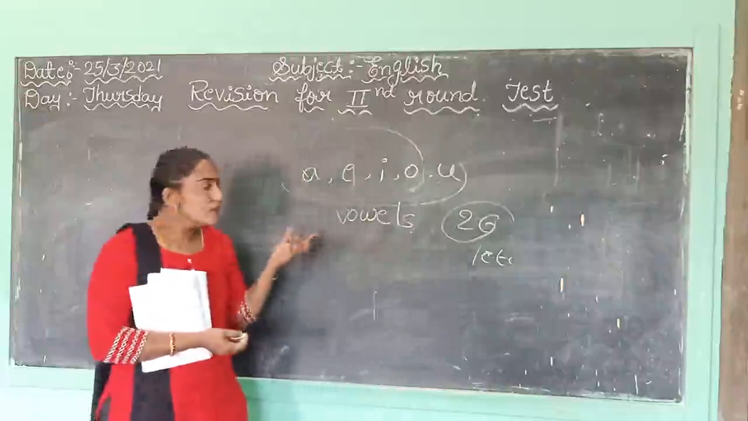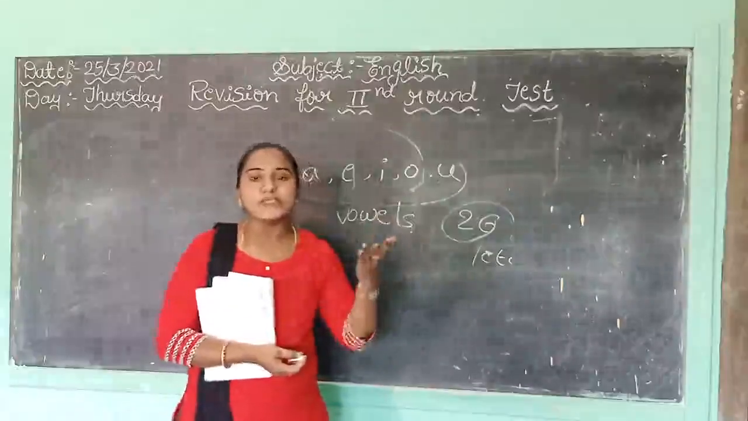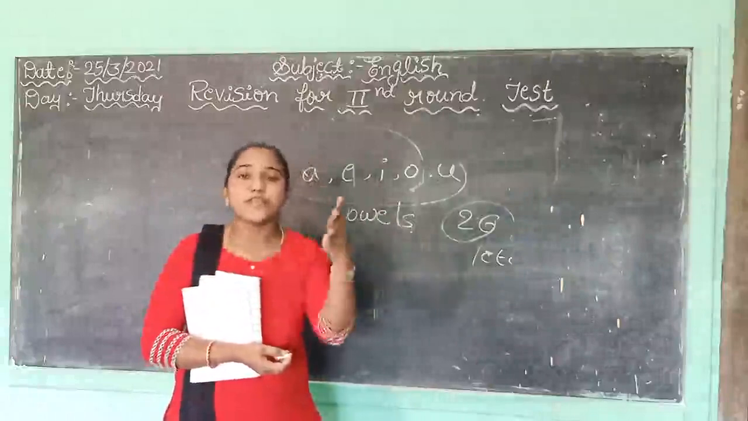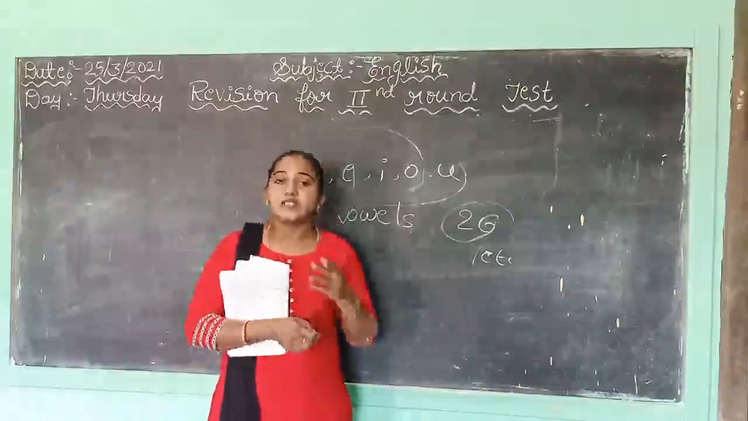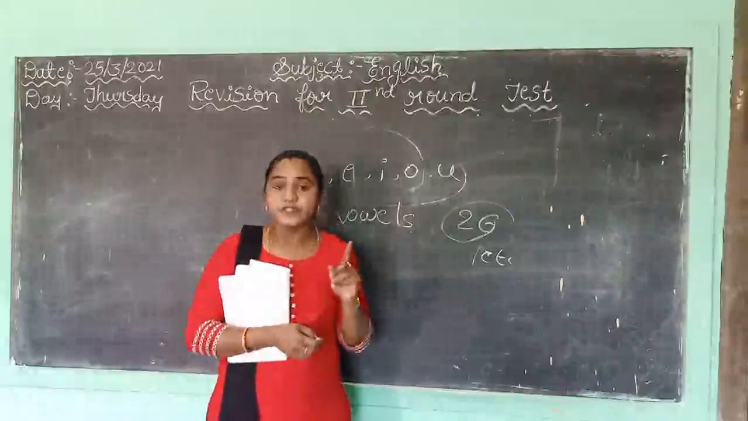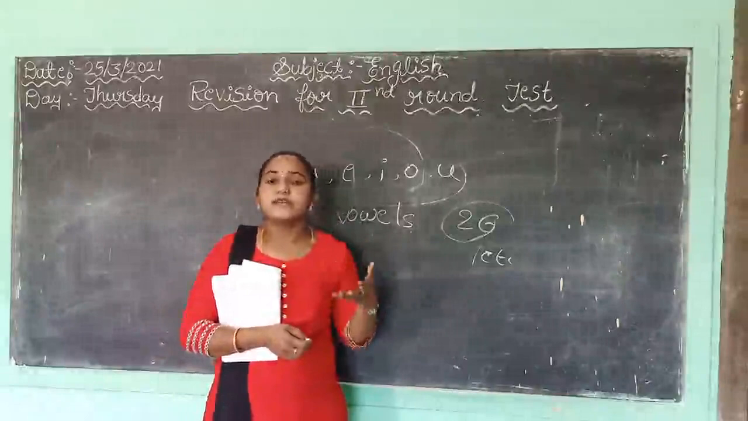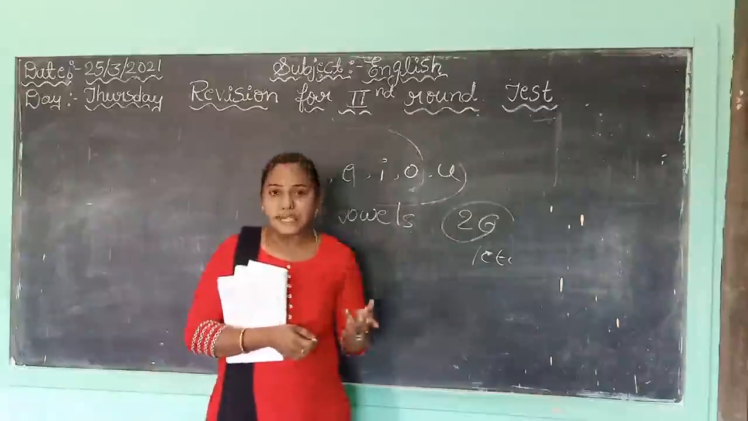Okay. So, when a word begins with a vowel sound A, E, I, O, U, we use "an" before it. Listen carefully, children. First, I will repeat it for you. This is very important for you. This is the beginning of grammar now, so you must learn it. Listen carefully.